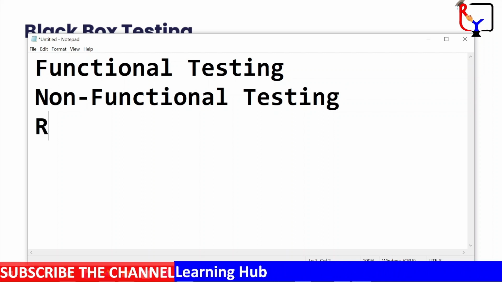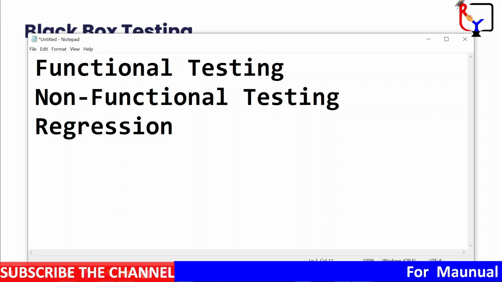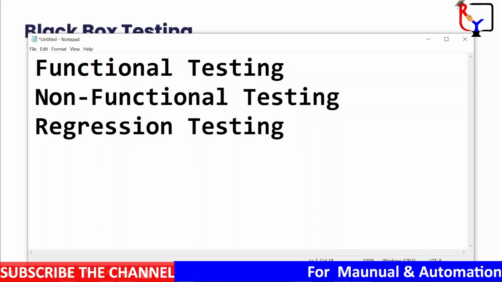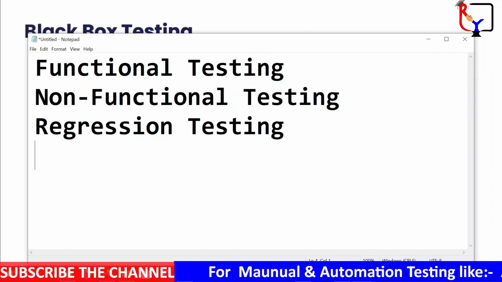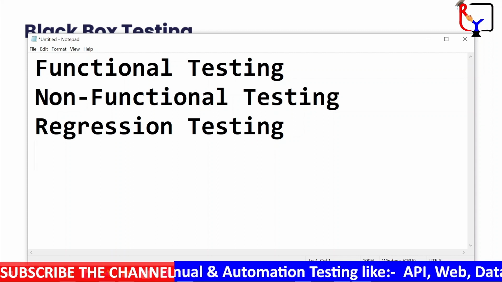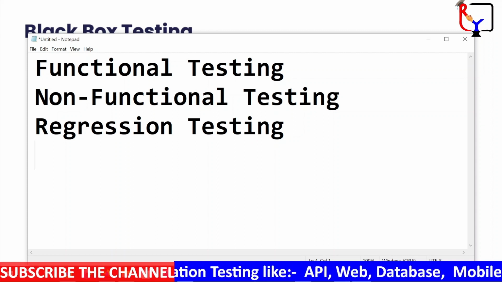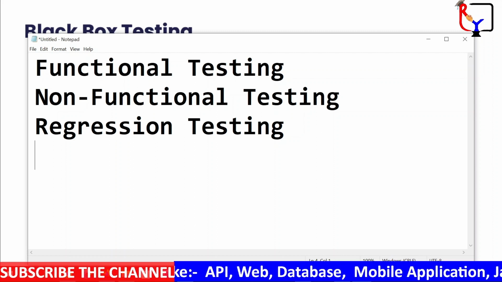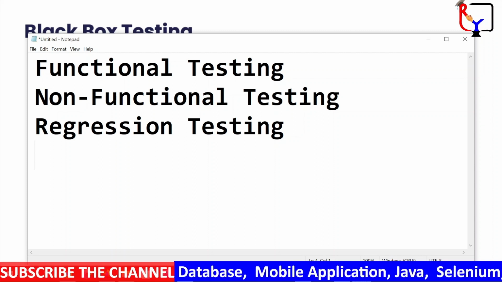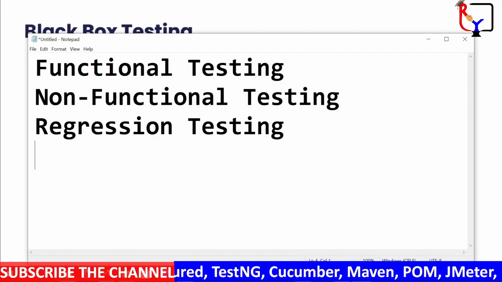And next is regression testing. Regression testing is designed to ensure that changes to an application do not break functionality. For example, regression testing should be performed after patching a vulnerability in an application to ensure the patch has not caused the application to fail functionally or non-functionally.